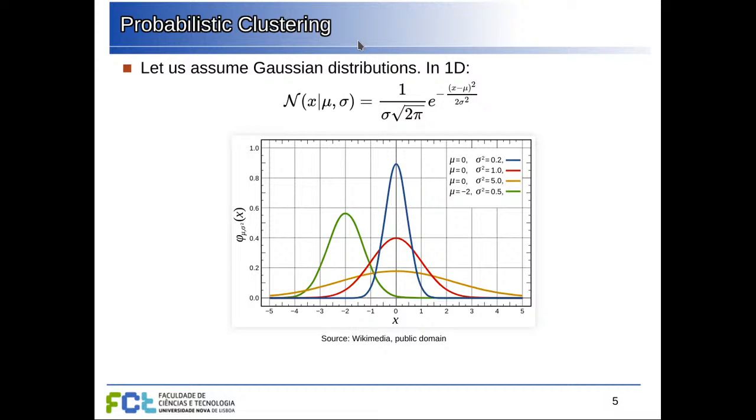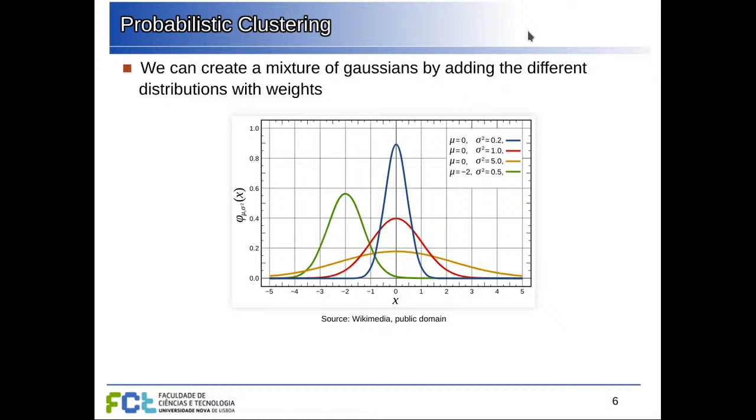Suppose that our clusters represent Gaussian distributions from which the points can originate. If we have a Gaussian distribution in just one dimension, this is the formula for the normal distribution. Normal and Gaussian are synonyms, and this depends on the mean and on the standard deviation of the distribution. The mean determines if it's more to one side or the other. The standard deviation determines if it's sharper or more spread out. Now we can take different Gaussian curves and mix them together in different proportions to create a more complex distribution. This is the idea of Gaussian mixture models: creating a more complex distribution by adding different Gaussian distributions with fractional weights.